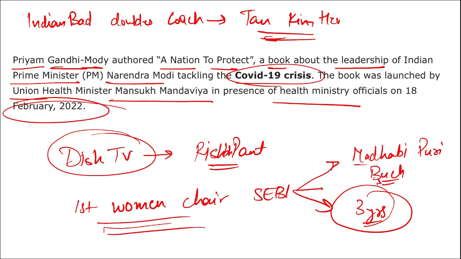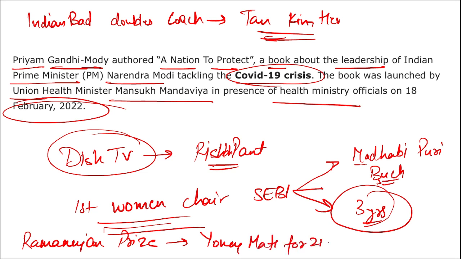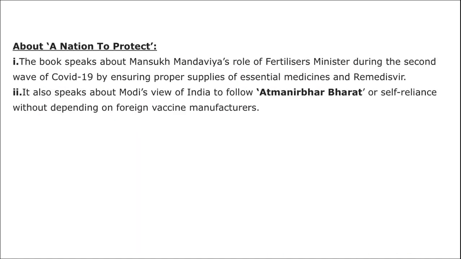Tell me, who won the Young Mathematicians for 2021 prize, that is also known as Ramanujan Prize? Who won Ramanujan Prize, that is also known as Young Mathematics for 2021? It was won by Nina Gupta. Very good. All right. You should know these current affairs.